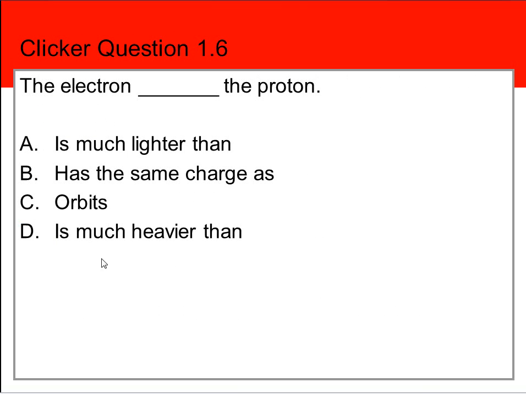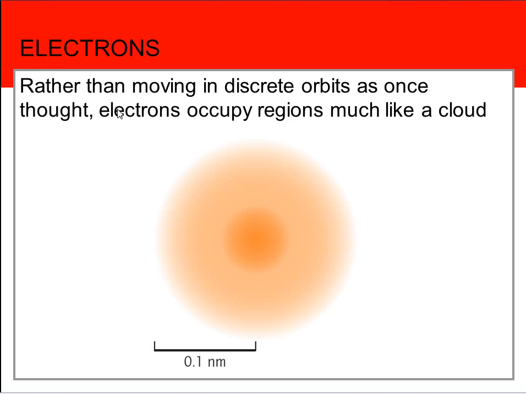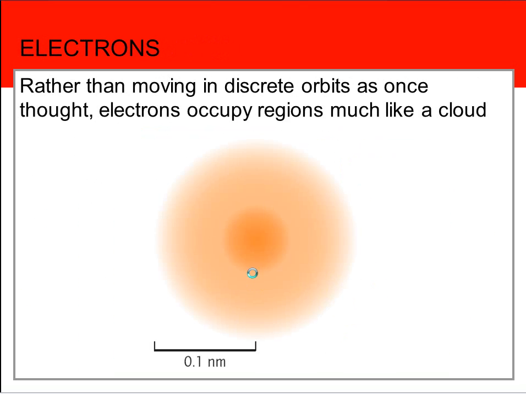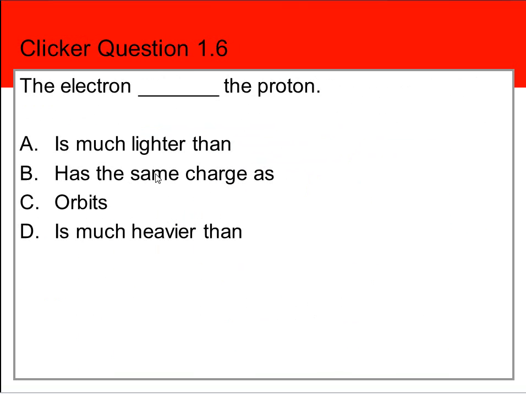So it's much lighter than is a good answer. The electron is significantly lighter than the proton. Going back to this slide, we see that the electron has 0.00055 atomic mass units versus 1 for the proton and neutron. So it is much lighter than the proton. It doesn't have the same charge. Electron's negative, proton is plus. The electron does not orbit the proton. It surrounds the nucleus. And it's certainly not much heavier than the proton. So A is the best answer in this case.